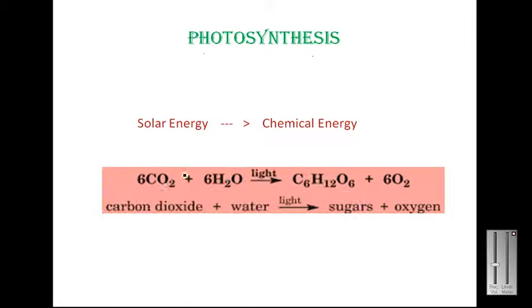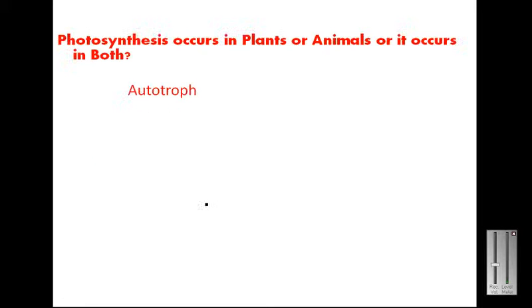The equation of photosynthesis is right here, which shows that carbon dioxide combines with water to give sugar and oxygen. So sugar is a chemical compound, so we can say it has which form of energy? Chemical energy. Now let us try to understand where it occurs and how it takes place.